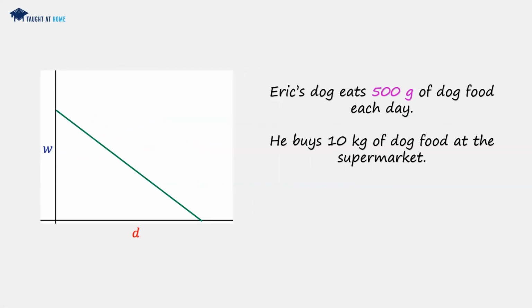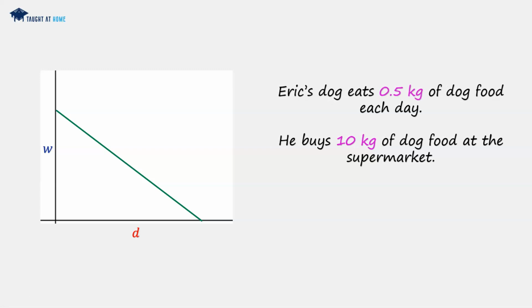So let us remind ourselves, Eric's dog eats 500 grams of dog food each day, but he buys 10 kilograms of dog food at the supermarket. These aren't in the same units. We've got kilograms and we've got grams. So we could change the kilograms to grams, or we could change the grams to kilograms. We'll change the grams to kilograms, so 500 grams is how many kilograms?